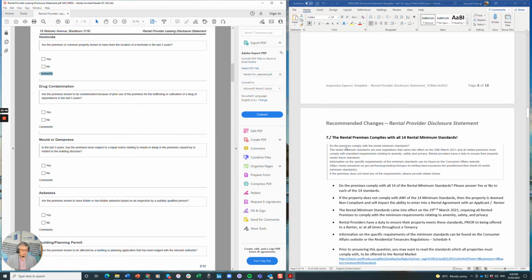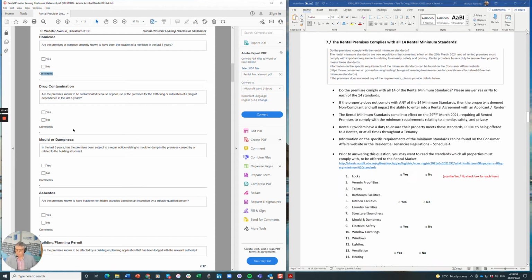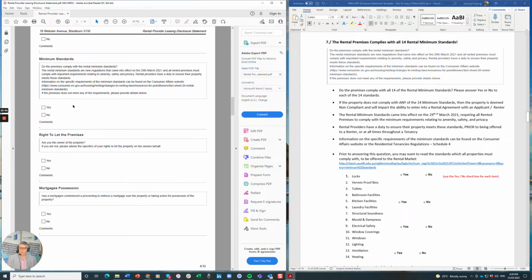Next one, I've tried to make this as easy as possible to fill in. So let's just go to minimum standards. Okay, so here's the minimum standards at the moment, and as I said, most of the documents that I'm seeing come back are non-compliant. So I've changed this so that we can get to a stage where the owner is really putting in as much information as possible, and we can then use this appropriately.